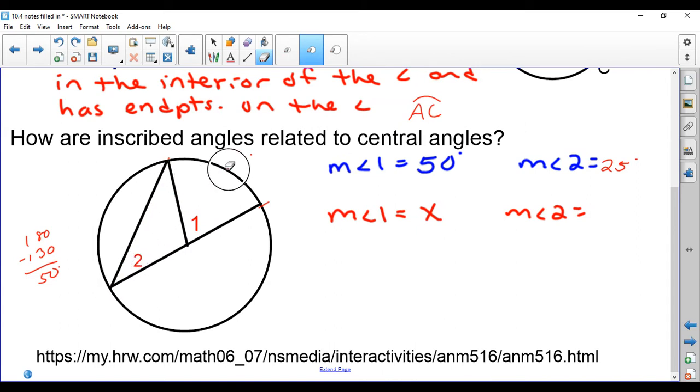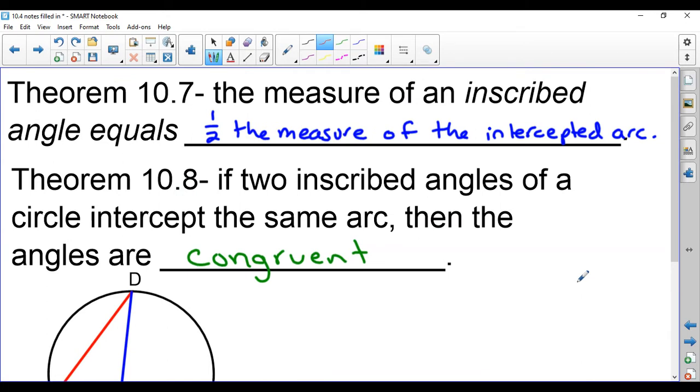Let's do this in the general case where the angle 1 is x. Measure of angle 1 is x degrees. Since that central angle is x, this arc is also x. And now, again, this is an isosceles triangle, and these two base angles must be congruent, so they must add up to the measure of the exterior angle, which is x. If these two congruent angles add up to x, each one is half of x. We have a theorem that says the measure of an inscribed angle equals 1/2 the measure of the intercepted arc.